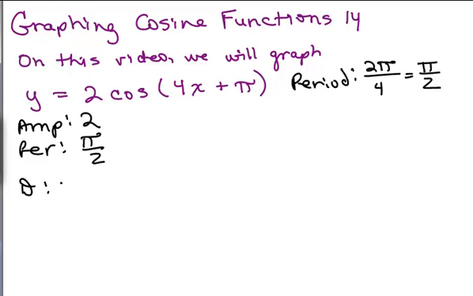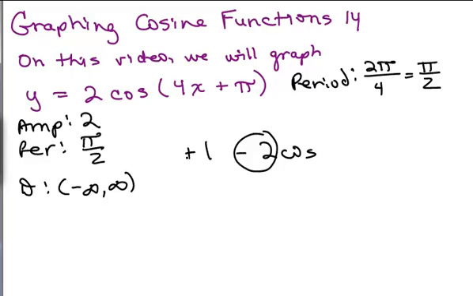Okay, our domain's the easy one. It's always negative infinity to infinity. Now, is there a vertical shift? I don't have any number added or subtracted. By the way, there could be a number up in front, like 1 minus 2 cosine, etc. Then, of course, this would be the coefficient, and you could think of this as your plus 1. But we don't have that, so there is no vertical shift.